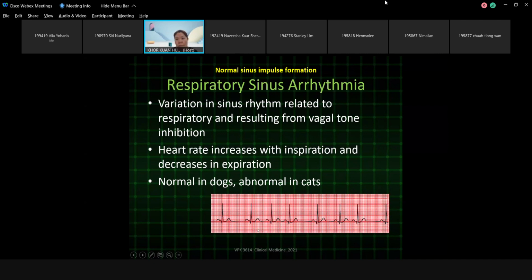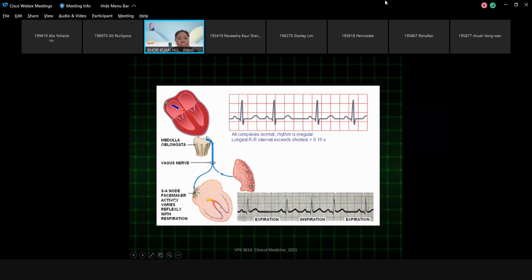Okay, people? All right? If you get that in cat, then only you shout out for help. If you get it in dog, alah, it's okay lah, relax lah, nothing's going to go wrong. Okay, so that's what it means lah, inhibition at the vagus nerve. And that is why you get this irregular rhythm.